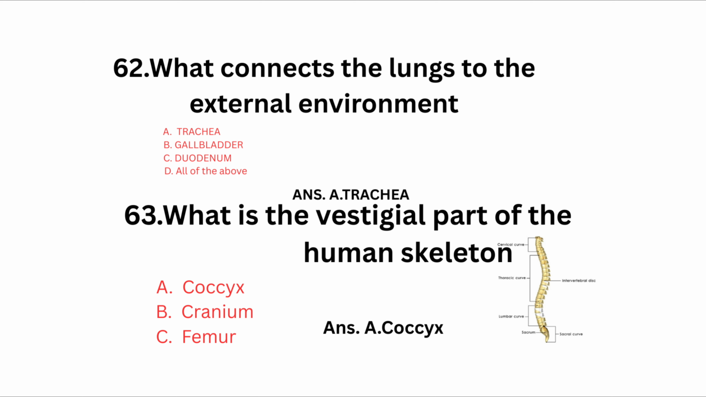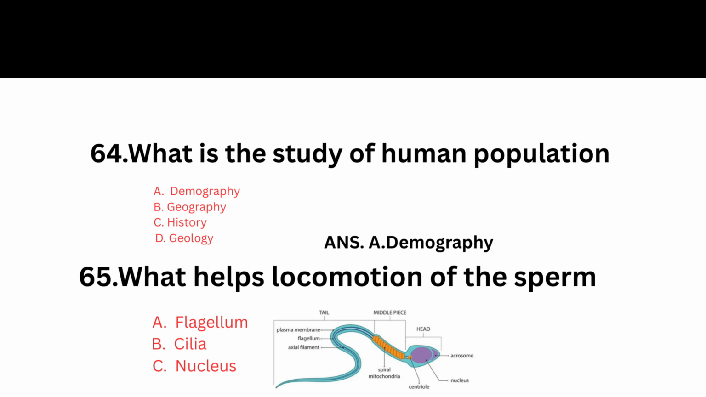62. What connects the lungs to the external environment? A. Trachea, B. Gallbladder, C. Duodenum, D. All of the above. Answer A. Trachea. 63. What is the vestigial part of the human skeleton? A. Coccyx, B. Cranium, C. Femur. Answer is A. Coccyx. It is the last part, the tailbone, which has become miniaturized and is not being used in humans, and hence a vestigial organ.